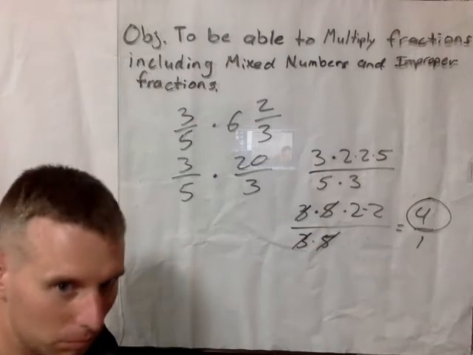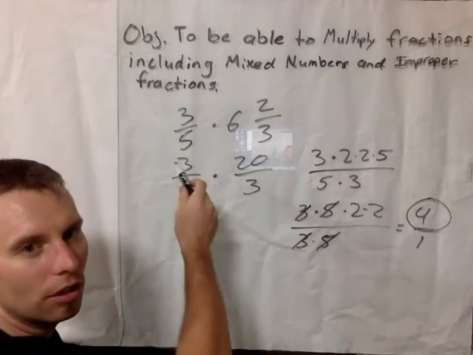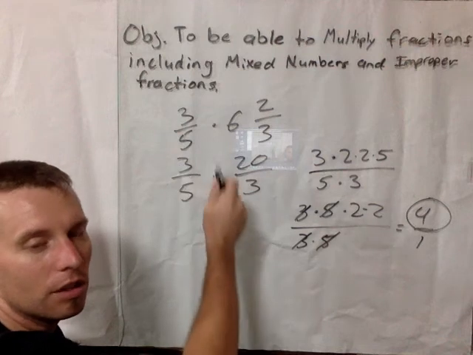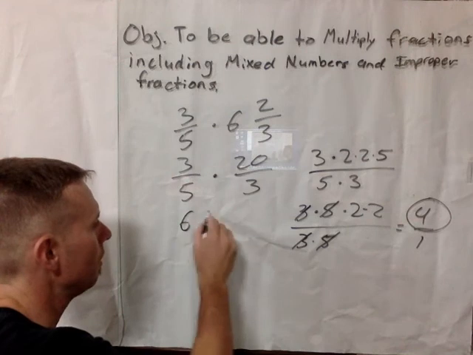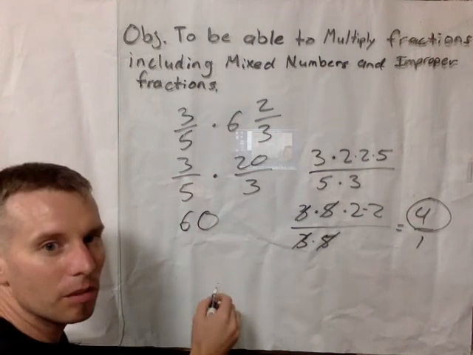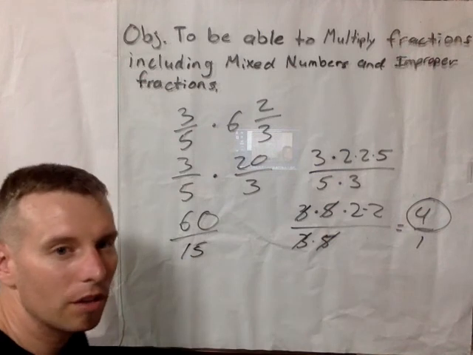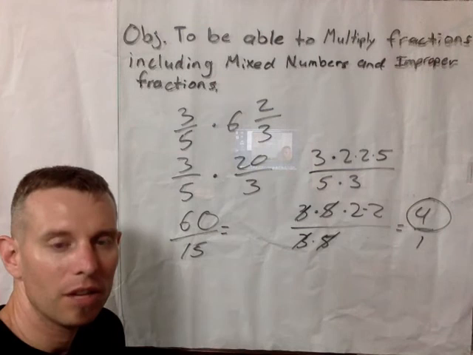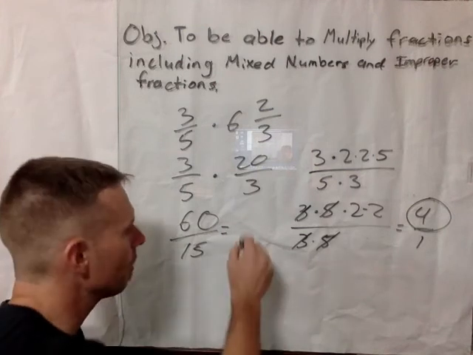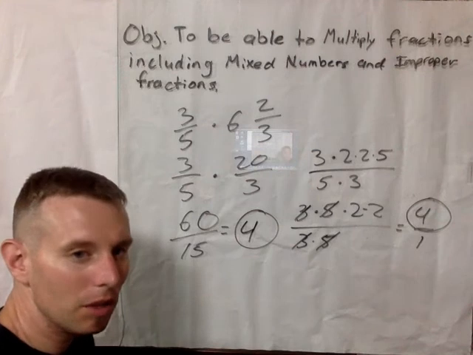Now, let's go back for a second and pretend that you didn't see that early on, and you went ahead and you didn't notice anything that canceled. You did 3 times 20, you would get 60. And 5 times 3, you would get 15. Now at this point you may notice that 60 divided by 15 is 4, in which case you would get the same answer.